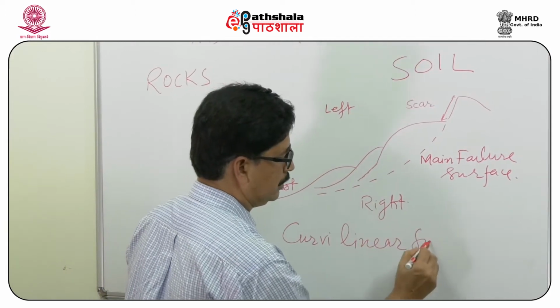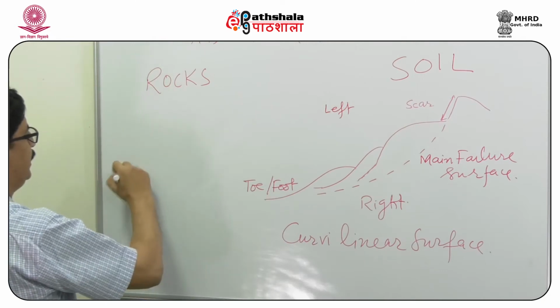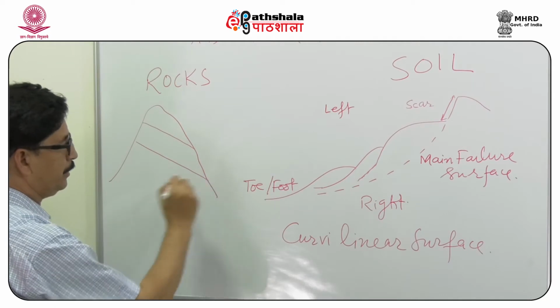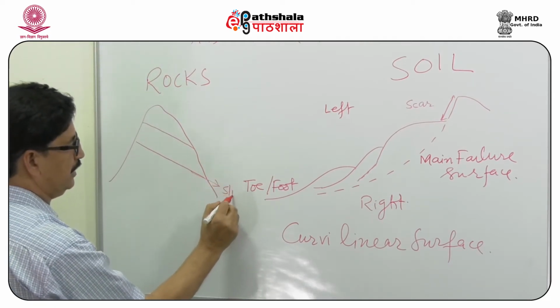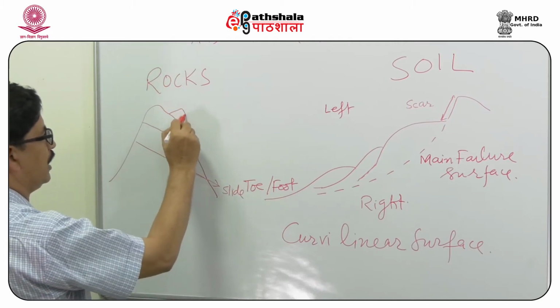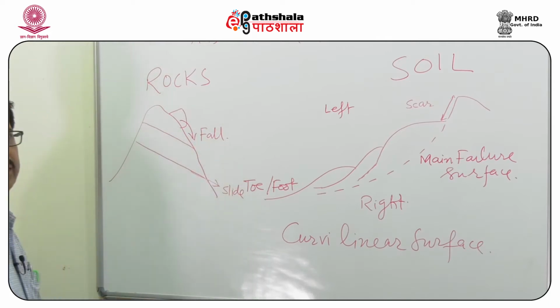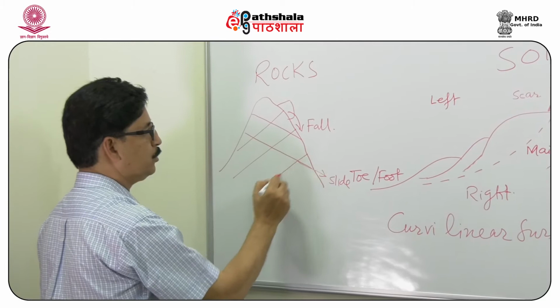a curvilinear surface of failure, while in rocks, if it is sliding along the joint plane, then this becomes a slide. If rocks are falling down, then it becomes a fall. It all depends on how many joint sets we have.